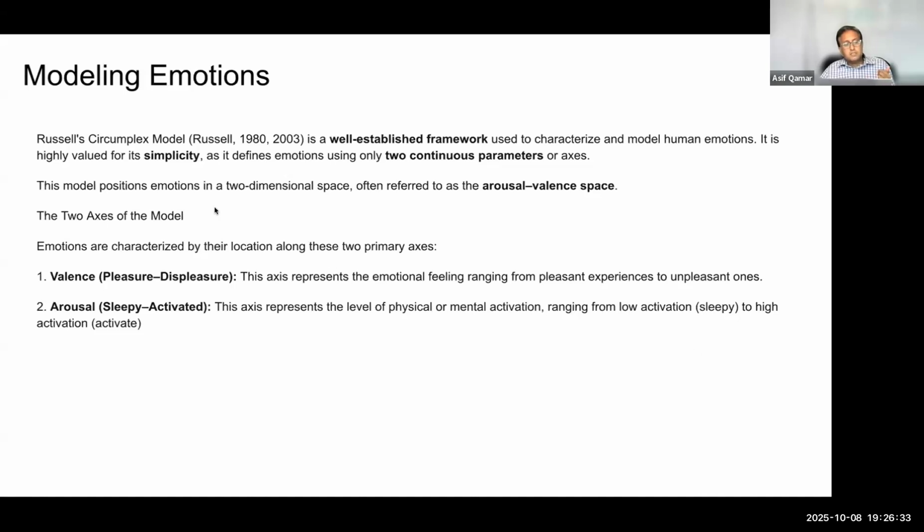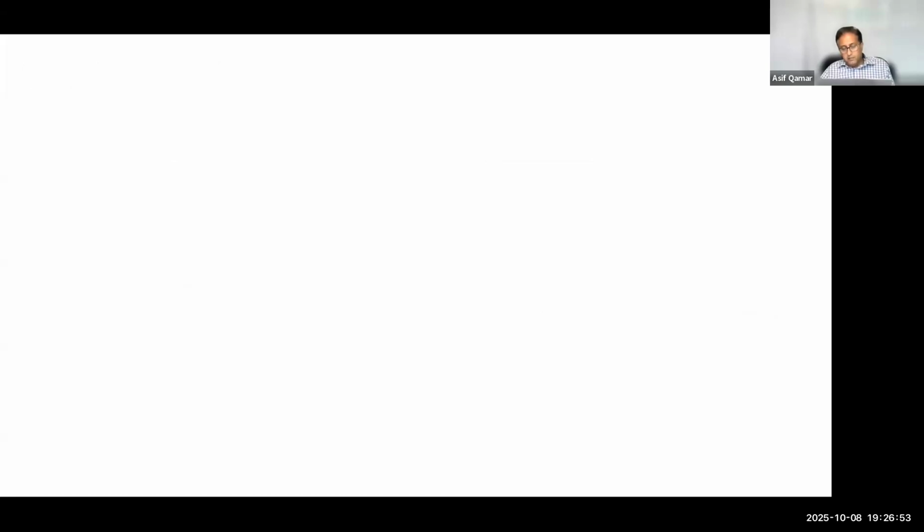This is Russell's circumplex model. Now, this is the model we are going to use in this paper. So whatever I'm articulating in the slide is actually the framework used in the paper. So we are going to use Russell's model to specify the emotions. Okay, I'm going to talk about that. That is one part of the paper.